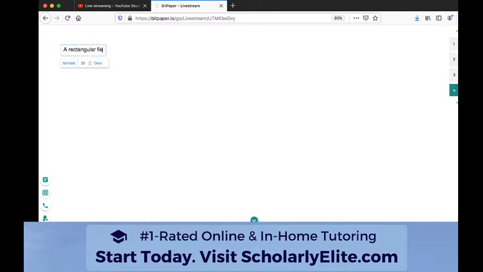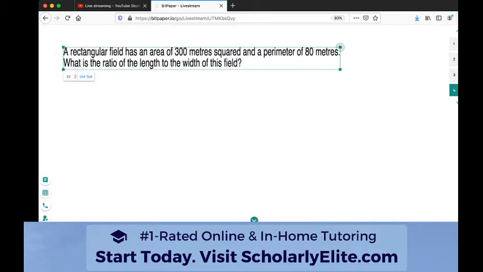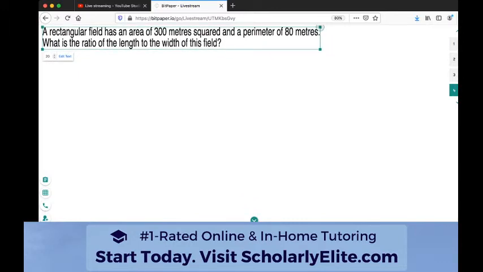So a rectangular field, this is a very common type of question that you'll see. A rectangular field has an area of 300 meters squared and a perimeter of 80 meters. What is the ratio of the length to the width of this field? If you're following along, I highly recommend writing this one down and following the steps I'm about to show you, because this is a very common type of question, and it's really important to understand these types of questions.